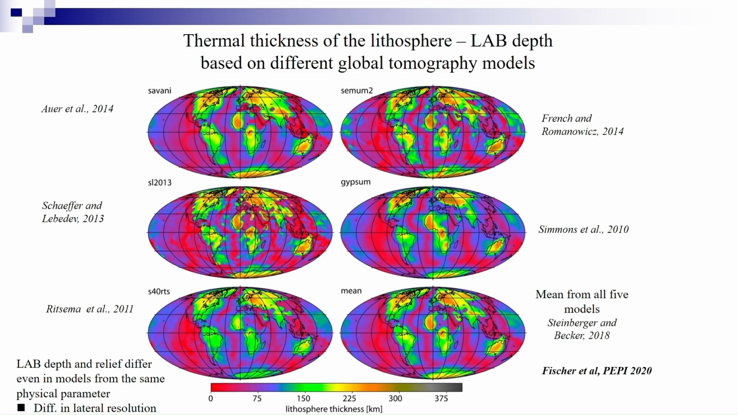This slide compares thermal thickness of the lithosphere based on shear velocities in different global tomography models. The LAB depth and relief differ even in models from the same physical parameter, shear velocity, VSV. Again, the gross features are similar, but they differ notably in lateral resolution.